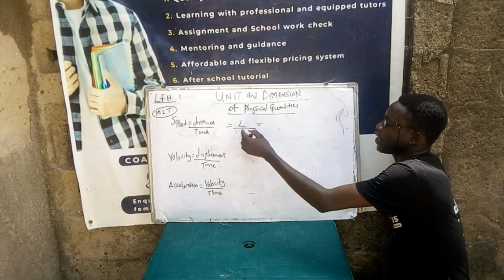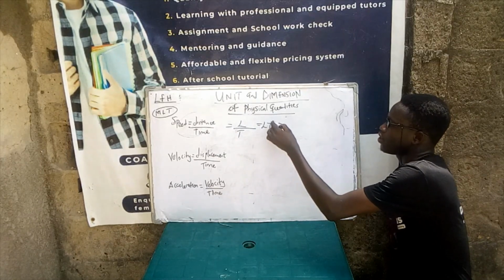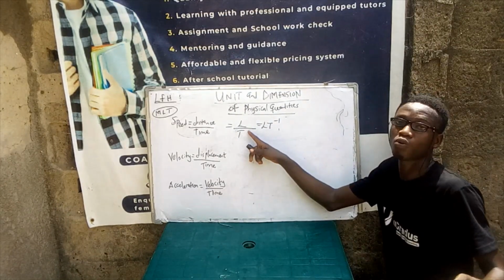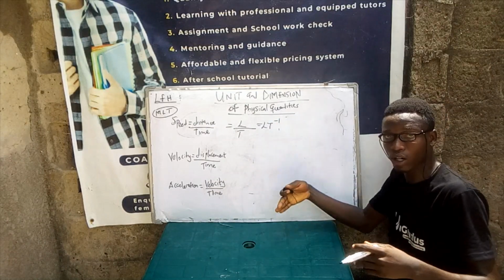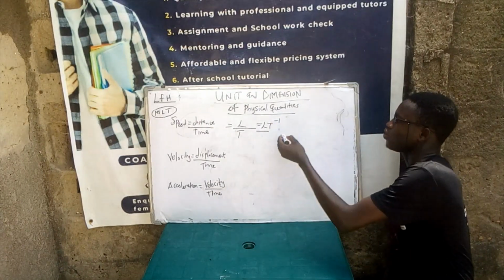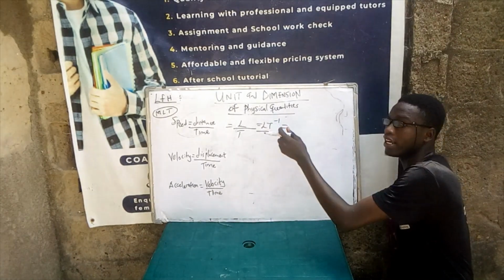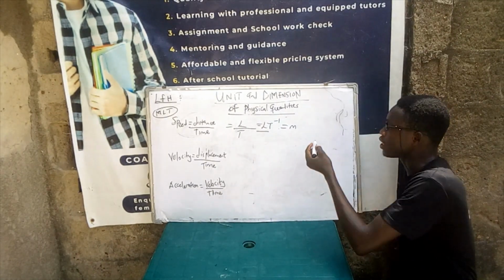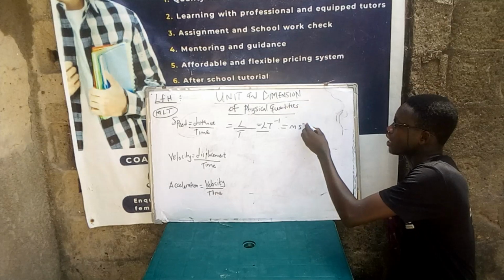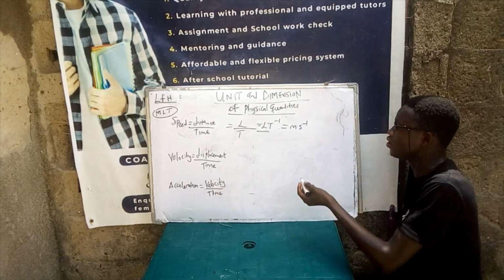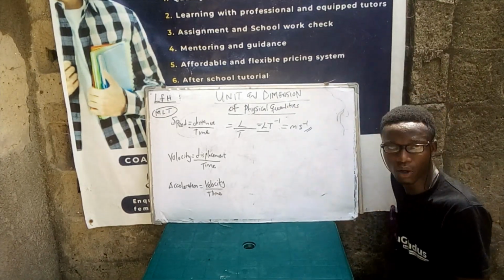But if you don't want to write it like this, you can just write it like this: LT raised to the power minus 1, because the power of this T is 1. If you put the negative sign, it means it's under. Then this is the dimension. So if this is the dimension, to get the unit is very simple. What's the unit of length? Meter. What's the unit of time? Seconds. And because it's carrying minus 1, that means per. So you call this one meter per second.